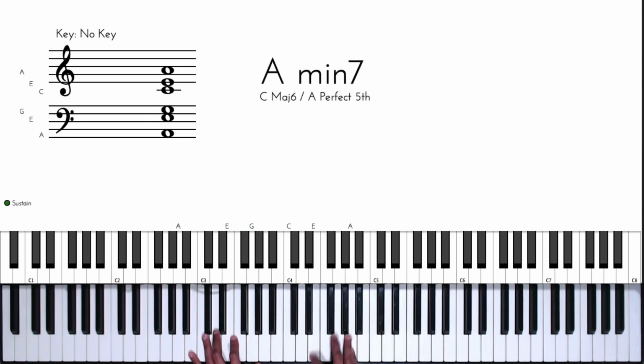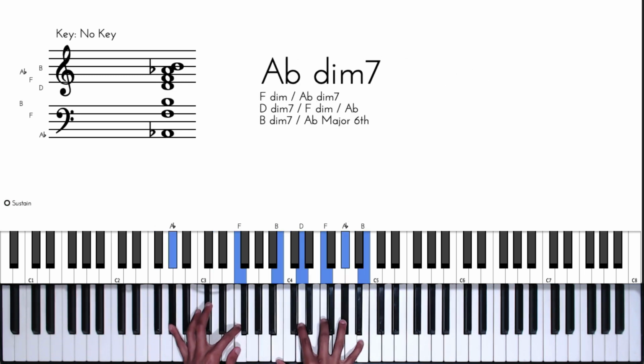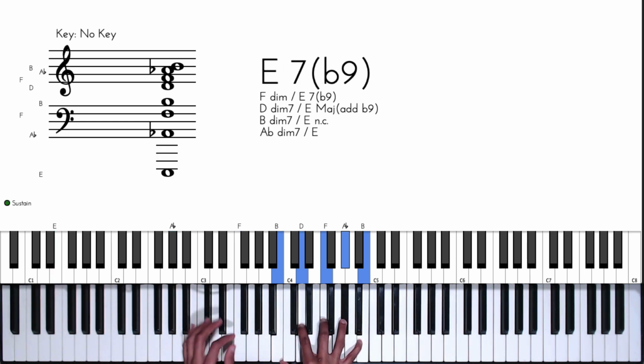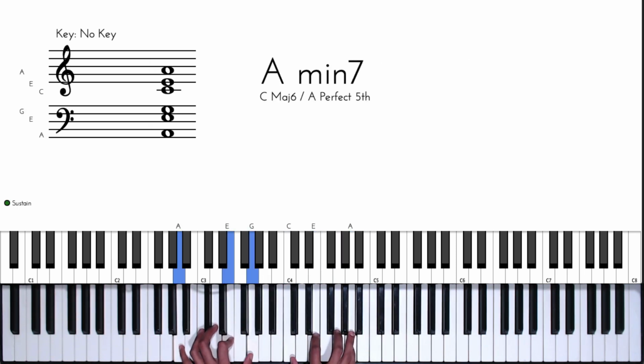Da da da. Right, that's another substitution that we can include, right? We went from this F sharp half diminished to this A flat diminished 7th, which is actually serving as an E7 flat 9, right? And then we get back to the 6.